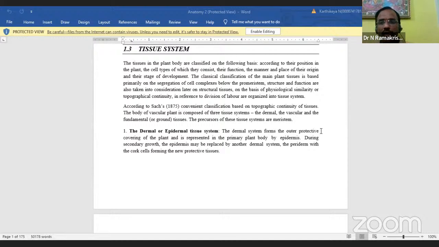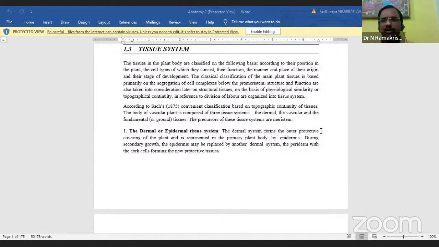Above the epidermis, we are looking at the wax-like structure, which we call the cuticle. Generally, the epidermis has two kinds of cells: normal epidermal cells and bulliform epidermal cells. Epidermis means the outer layer. That is the first point.